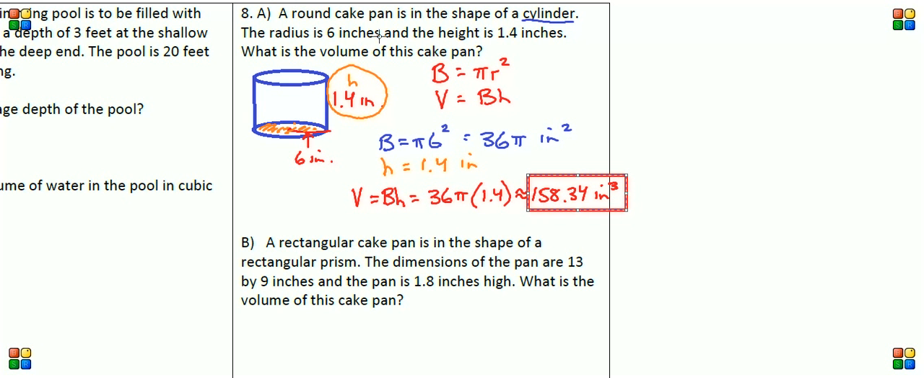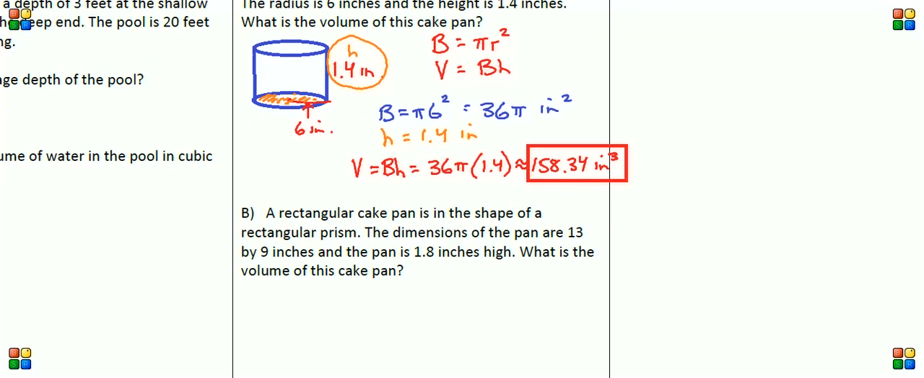Okay, we finished step A of question number 8 in the previous video. We ended up with a volume of the cylinder of 158.34 inches cubed. Let's take a look at letter B.